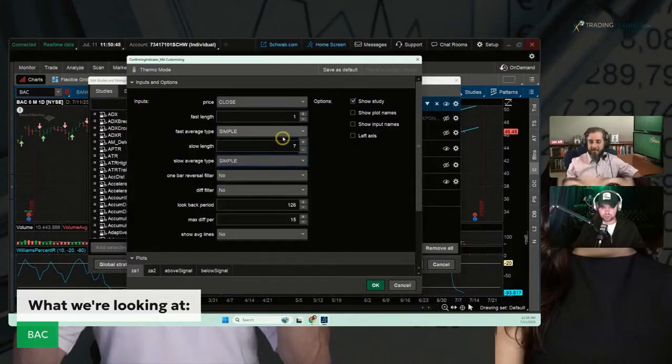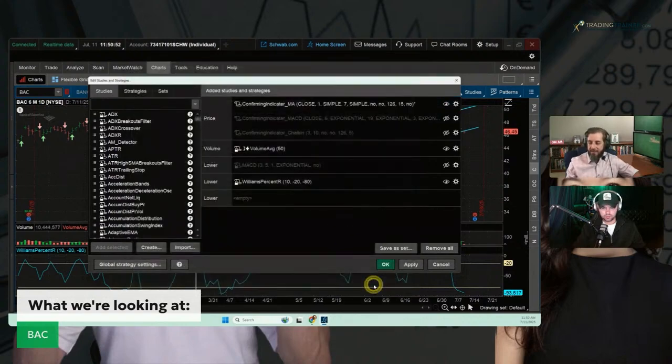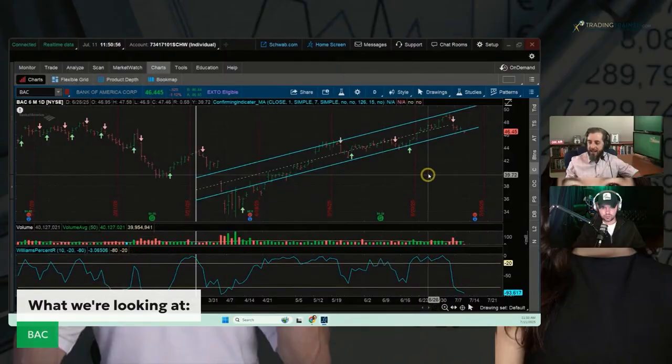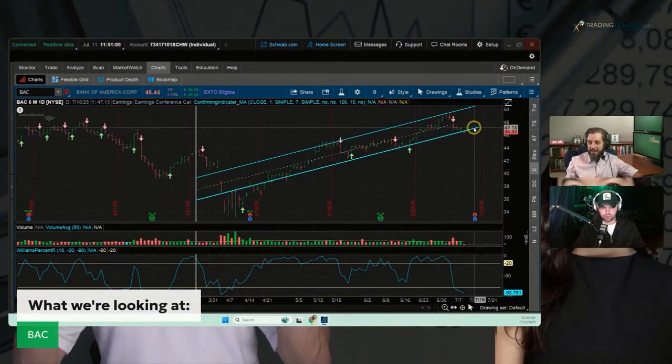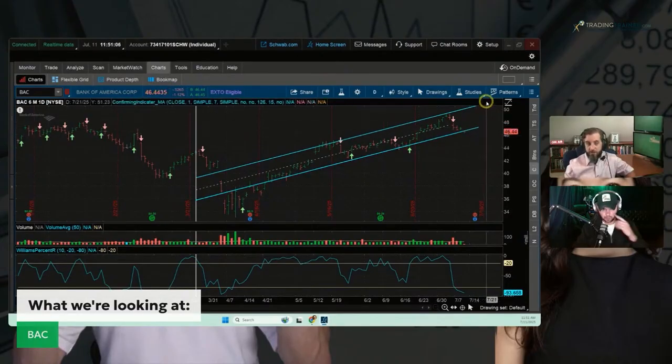So by simply changing that configuration of the moving average crossing, you'll now see whenever you get the green arrow, and that's what we're looking for. When we get that green arrow, that's an end of day signal. The next day we look to trade this and take advantage of the swing trade up.